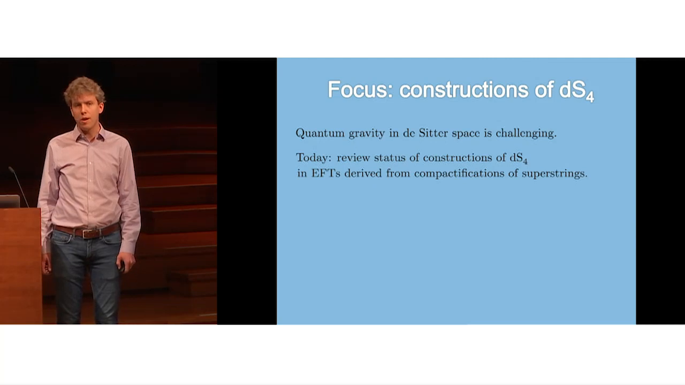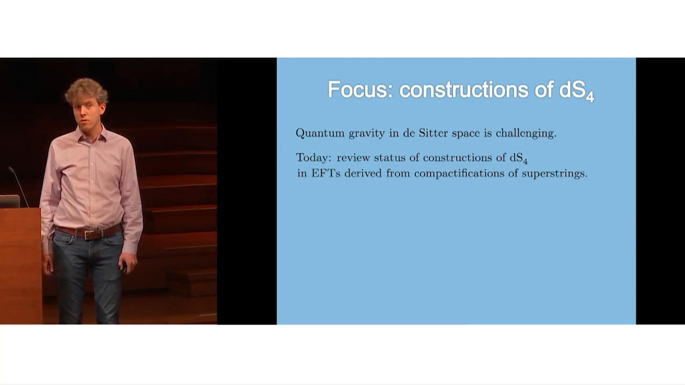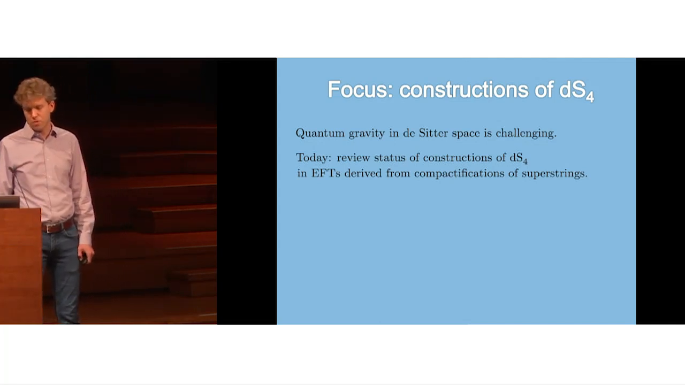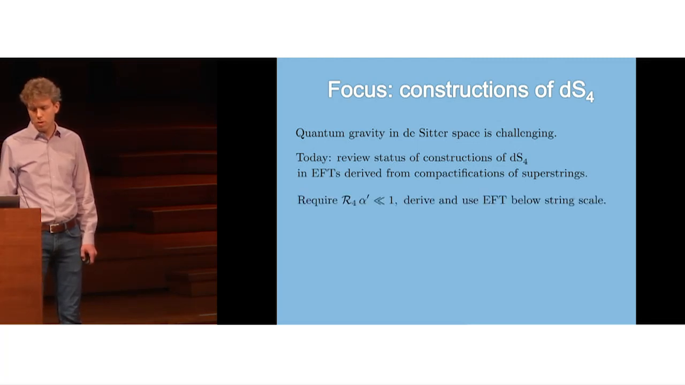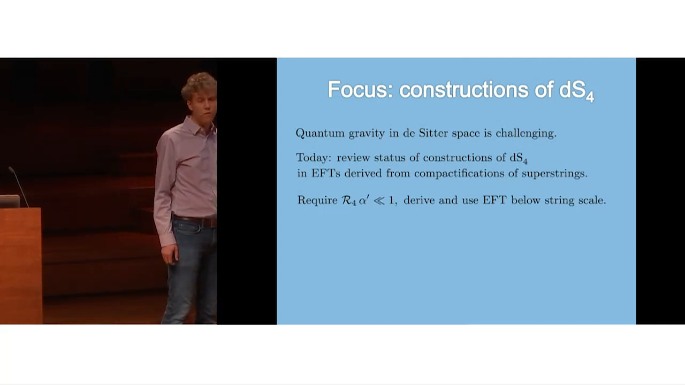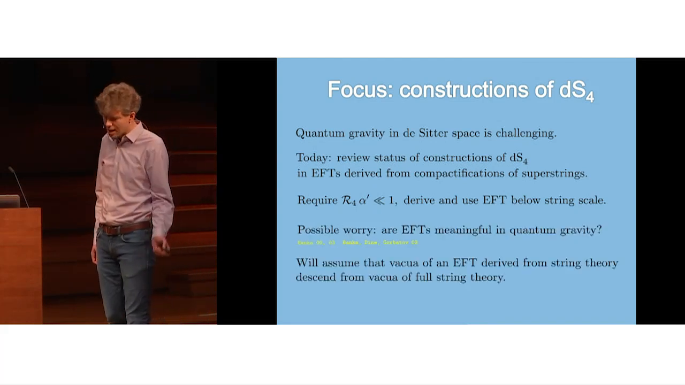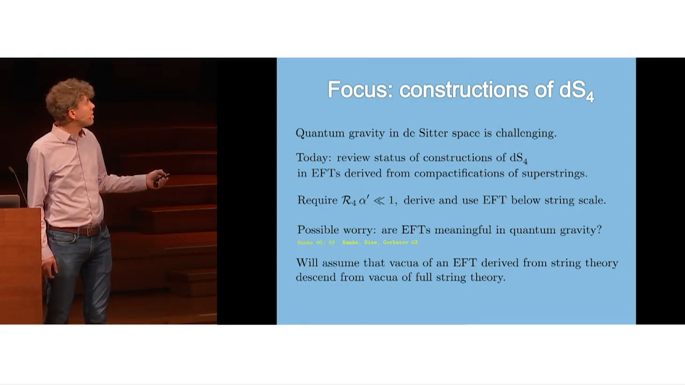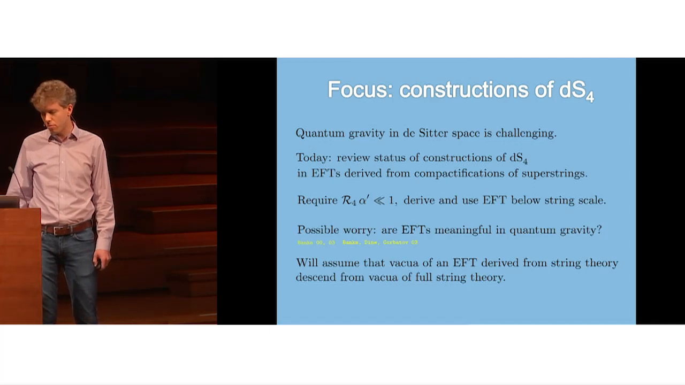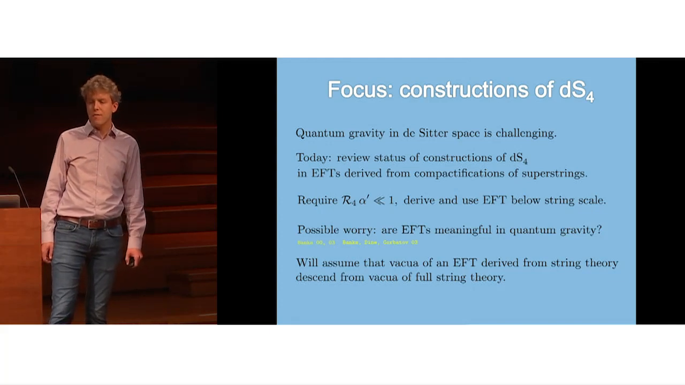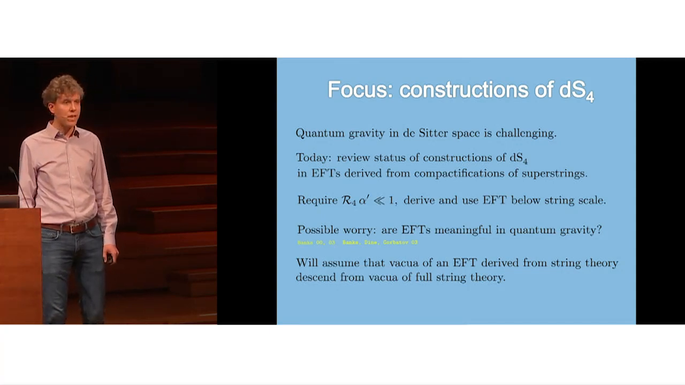In effective field theories derived from compactifications of critical superstrings. There's a lot more in the study of de Sitter in string theory, but this is the scope that I'll restrict to. This is the part that we understand more or less the best. I'm going to require that the four-dimensional curvature is small in string units, and so I'll derive and use an effective field theory that's valid well below the string scale. As a brief remark, it has been observed, particularly by Banks, that it's conceivable that effective field theories like this are not even meaningful in quantum gravity for fairly deep reasons. I'm going to assume that if one derives an effective field theory correctly from string theory, then the vacua of that EFT descend from vacua of the full string theory.